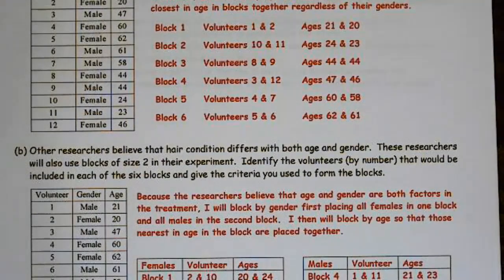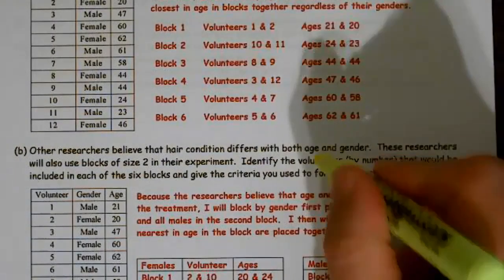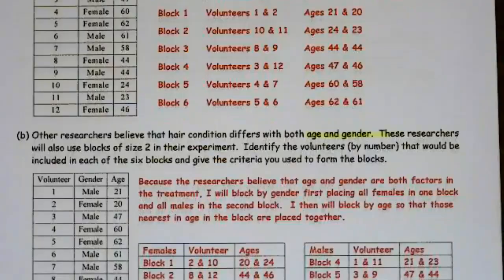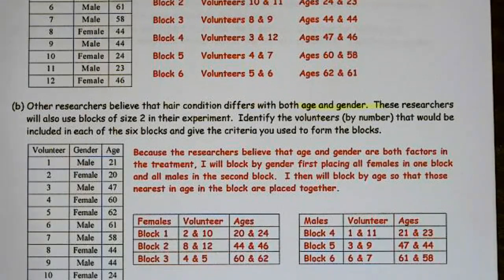Once again, they're telling me that age and gender are important, so I need to block twice. I need to block by age and block by gender. So I'm going to make a group of females and block the females together, and I'm going to block the males together. I know this is not politically correct any longer; we should have apparently more genders, but right now we're keeping it simple with just 2. So my criteria: because the researchers believe that age and gender are both factors in the treatment, I will block by gender first, placing all females in one group and all males in the second group. I will then block by age so that those nearest in age in the block are placed together.